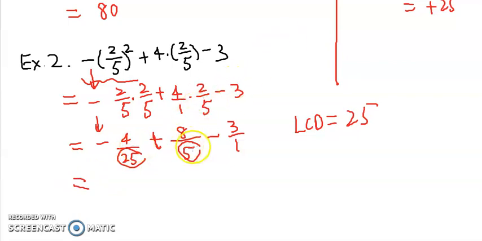The second fraction, in order to change 5 to 25, we multiply the bottom by 5. So we also have to multiply the top by 5 in order to keep the equivalent fraction. Now, similarly, in order to get 25, we need to multiply both the top and bottom by 25. So now we have a common denominator, 25.